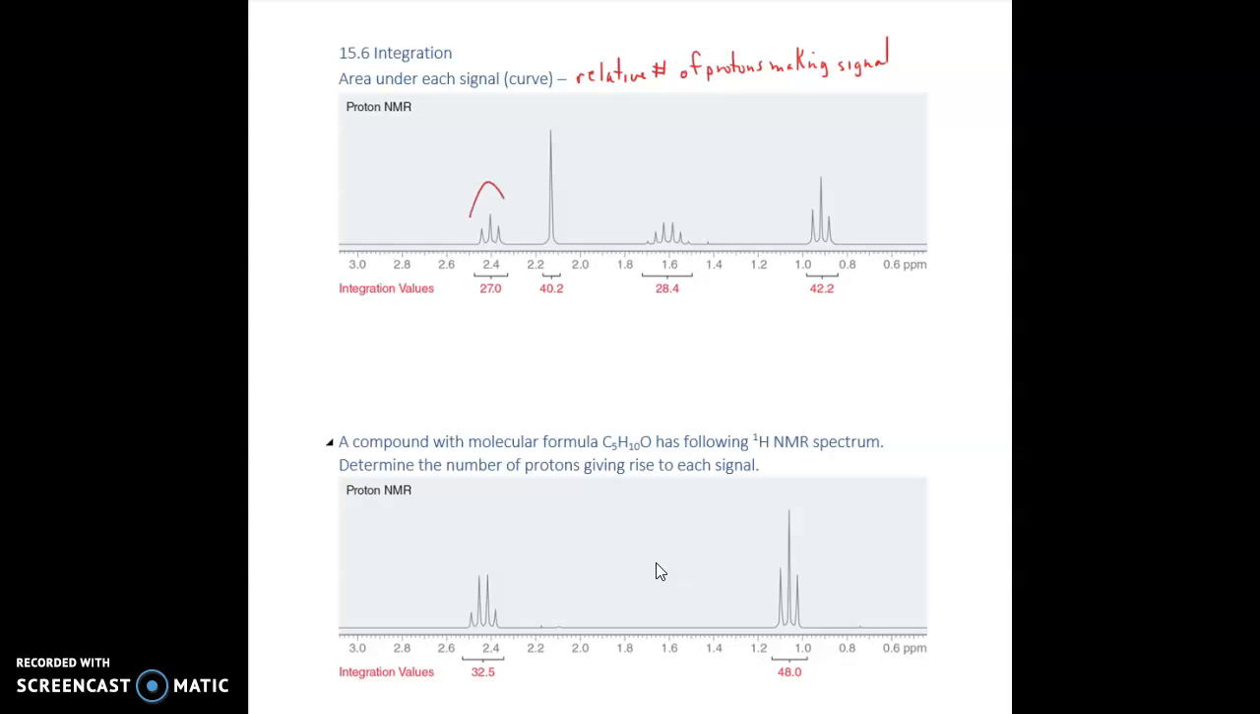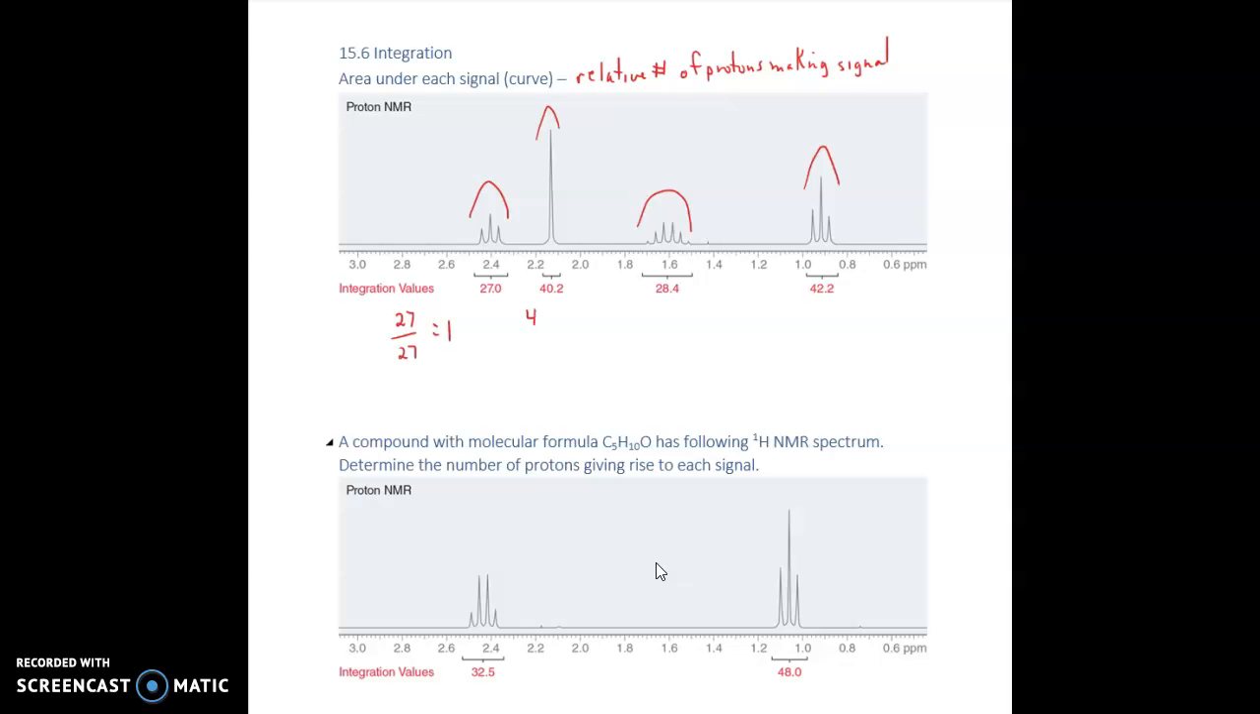Note that these three are considered to be one signal. These are considered to be one signal, and these are considered to be one signal. And kind of obviously that one is one signal. So we get these kind of random numbers. What you need to do, these are relative values, and we'll divide all by the smallest and then multiply to get whole numbers. So the smallest number here is 27, so we'll take 27, divide by 27, of course get 1.